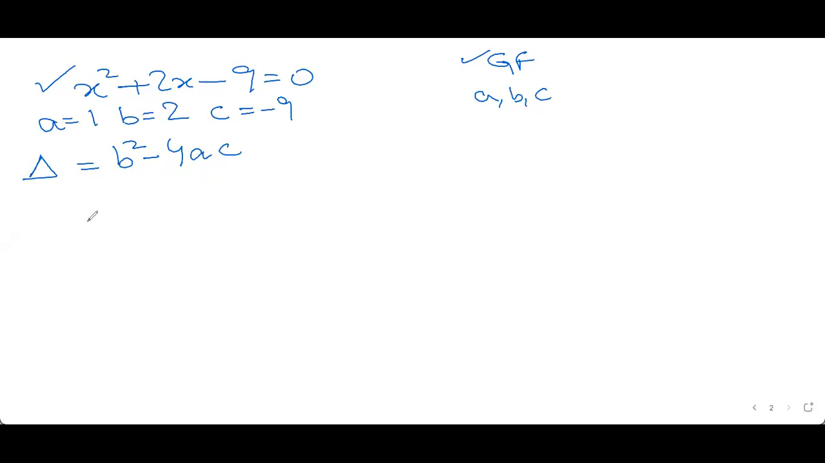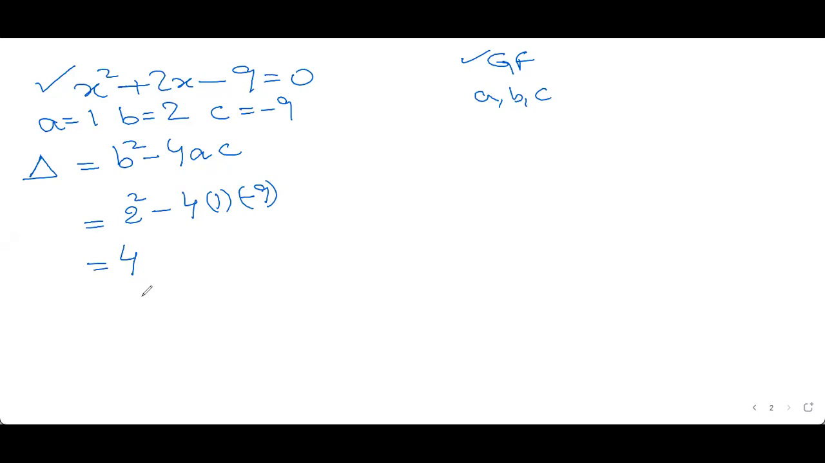Now when we put these values in the formula for discriminant, I will put the values, you will calculate and tell me. 1 square. No. I wrote it wrong. b is 2. 2 square minus 4. a is 1 into c is minus 9. Tell me the next step. 2 square is how much? 4. Very good. Now what should I write next?